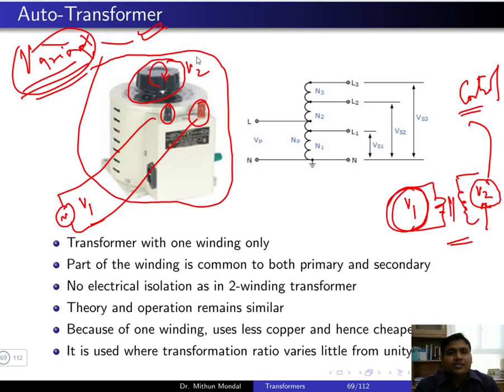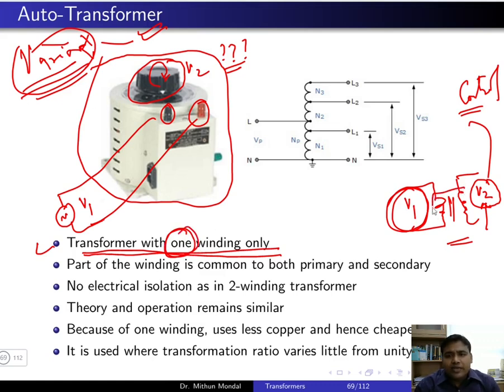Now the question is, how do we control this voltage V2 and get the required amount of voltage? So let us discuss that point in detail. We have discussed the transformer with two windings, and in an auto transformer you will be having only one winding. If you remember, in the two winding transformer we have two windings.